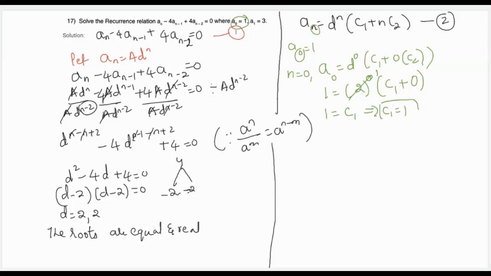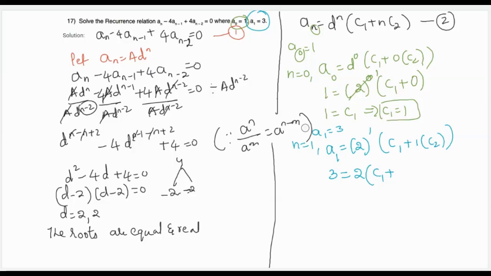So we got the c1 value as 1. Now the second condition is a1 equals 3, so we take n equals 1. Substituting n value 1 in equation 2, we get a1 equals 2 to the power of 1 into c1 plus 1 into c2. The a1 value is 3, so 3 equals 2 into c1 plus c2. We substitute the c1 value we got, c1 is 1, so 2 into 1 plus c2 equals 3. So 2 plus 2c2 equals 3, so 2c2 equals 3 minus 2, and c2 will be 1 by 2.